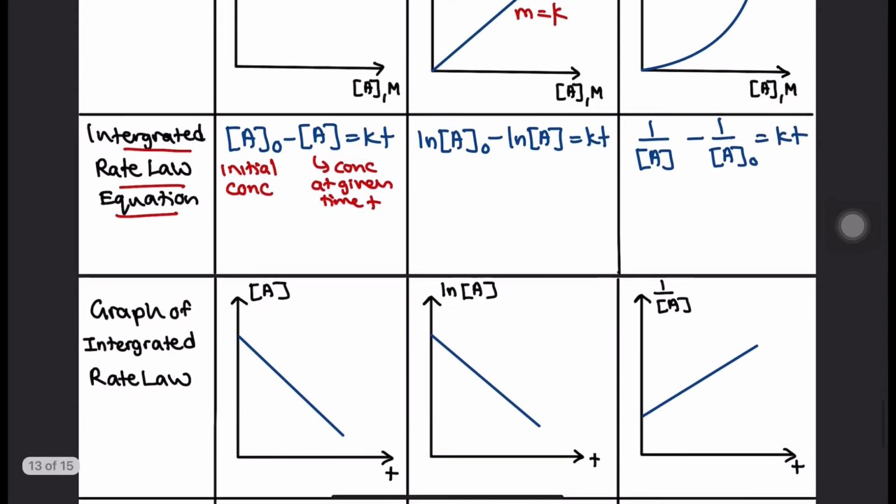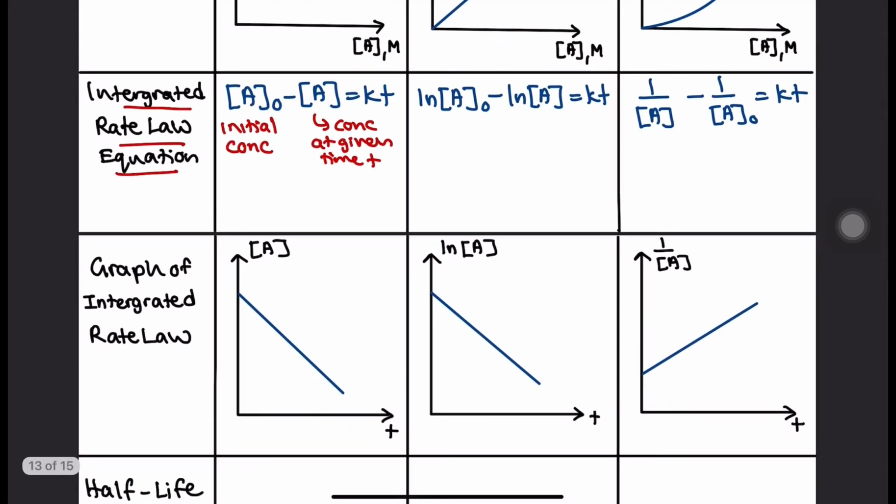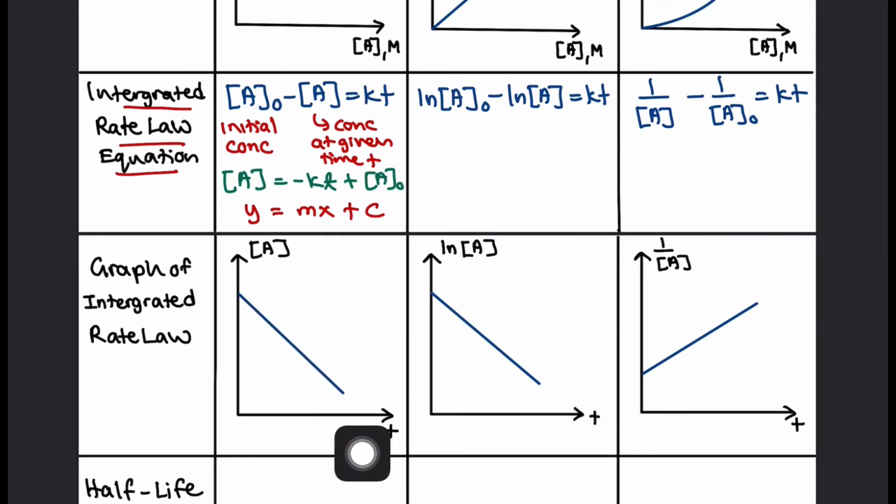Next, in order to obtain the graph of integrated rate law, we will be rearranging these equations to match y equals mx plus c. So for zero order, it would be concentration of A equals negative kt plus initial concentration, and this matches y equals mx plus c, whereby when we plot a graph of concentration A against time, the y-intercept would be the initial concentration of A and the gradient would be negative k.